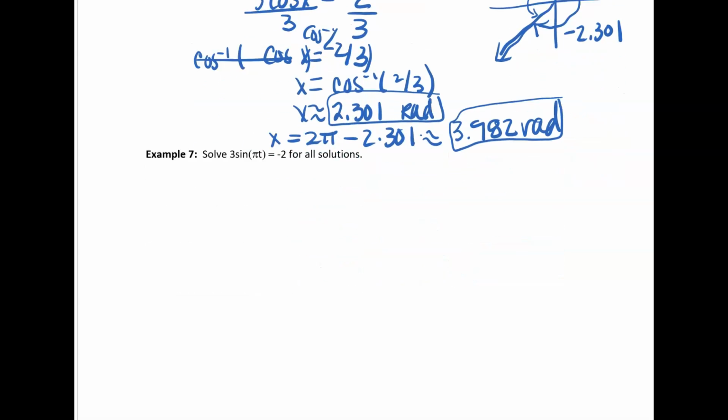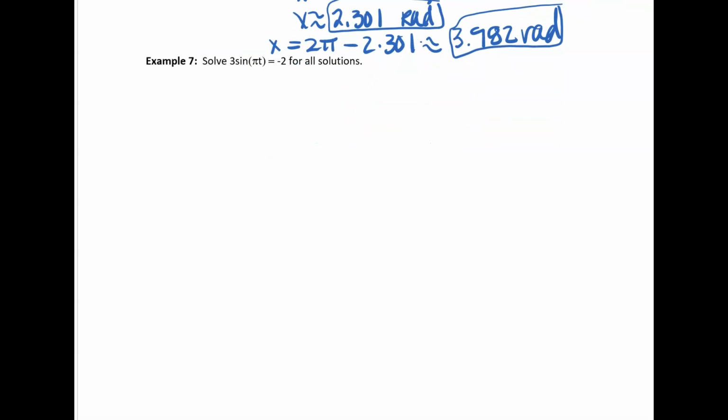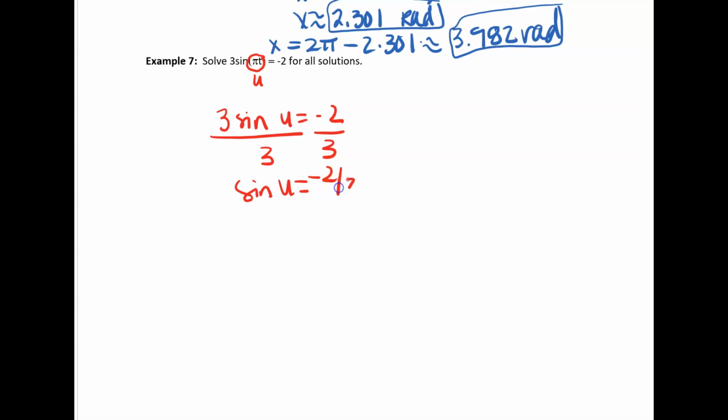Let's do one with sine. Now on this one with sine, what I want to do is I want to make a substitution now versus at the end like we did the previous one. So for pi t, let's call that u. So it gives me 3 sine of u equal to -2. I'm going to isolate that sine. That gives me sine of u equal to -2/3. And then I'm going to do my arc function. So u would be equal to the arc sine of -2/3.